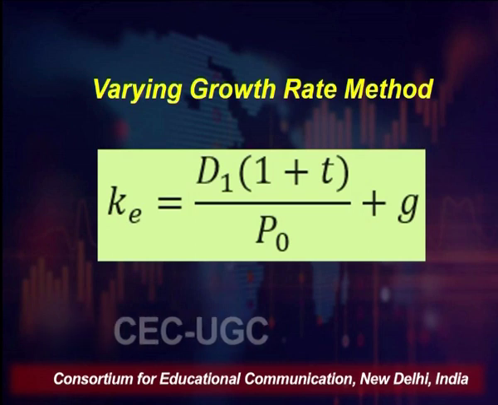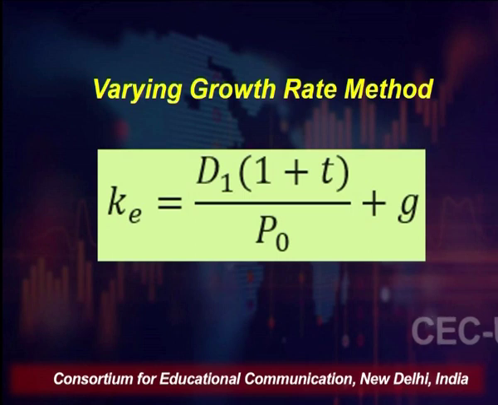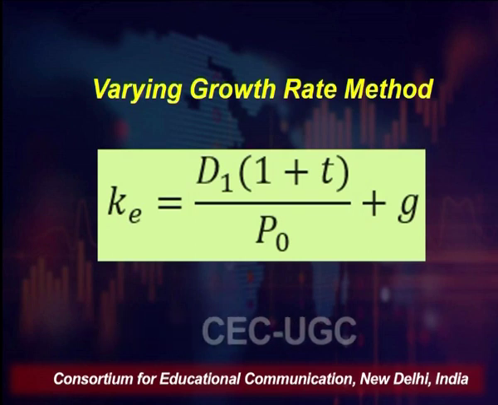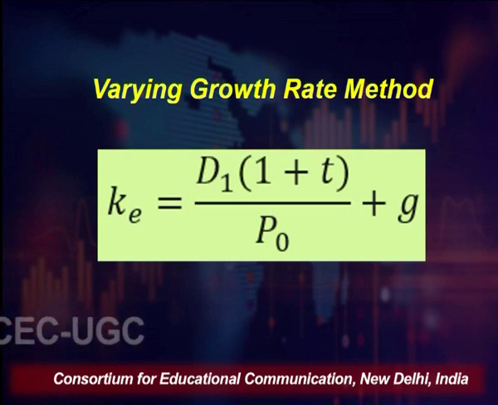Now, there is another case when the growth rate is also varying with time, it is also changing. In this case, our cost of equity is equal to dividend at the end of first year multiplied by 1 plus T divided by P0 plus G. G means growth rate.